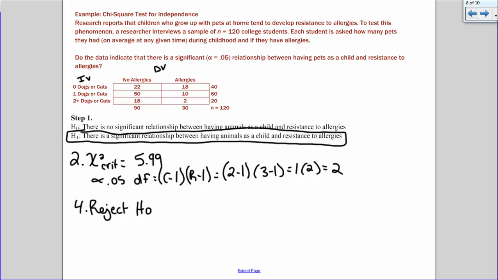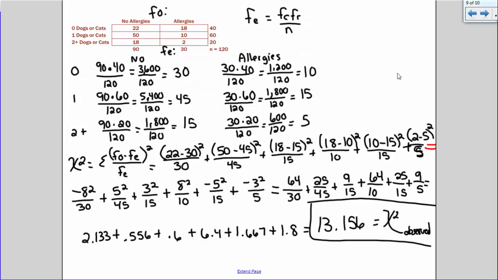And if we look at our expected frequencies compared to our observed frequencies, so I'm going to go through and circle the higher number for each group. Is it observed or expected? So 30 is greater than 22. 50 is greater than 45. 18 is greater than 15. 18 is greater than 10. 15 is greater than 10. And 5 is greater than 2. Do you see that opposite pattern?